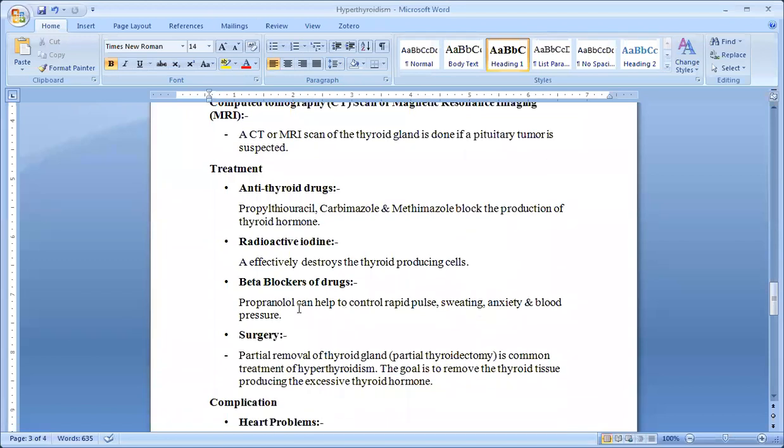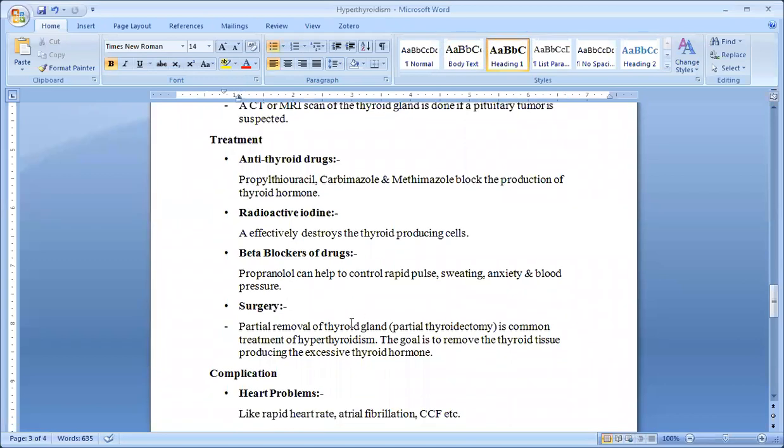Okay. Beta blockers. Why beta blockers? Because there is increase in the heart rate, increase in the BP, isn't it? So the sympathetic system is stimulated, hypertensive. So that's why we can suggest the beta blockers. Example, propranolol. It controls the rapid pulse rate, sweating, anxiety, blood pressure. All of it will be covered by these beta blocker drugs. Okay. Example, propranolol.